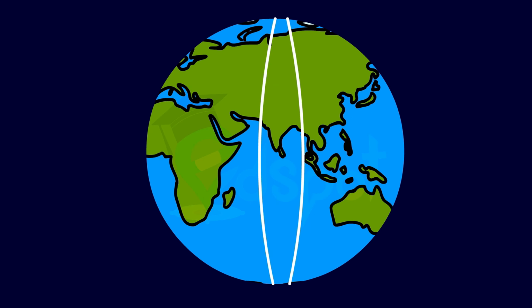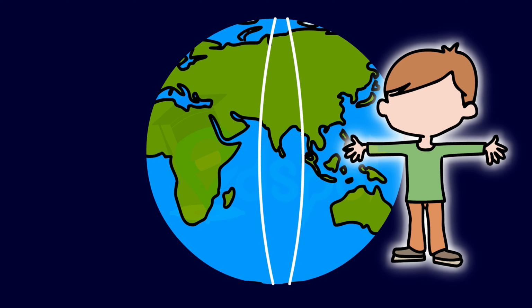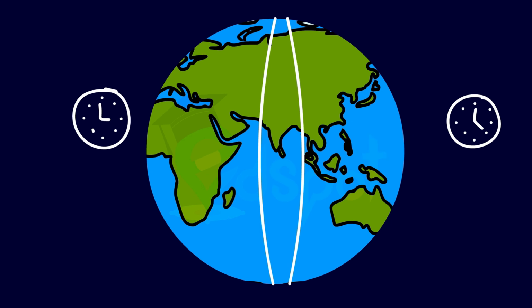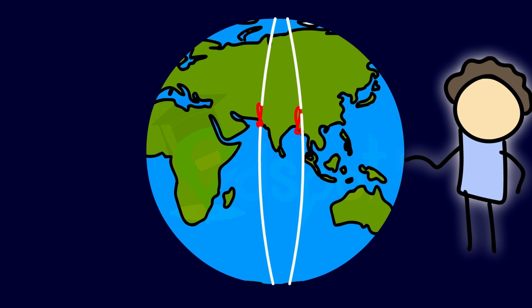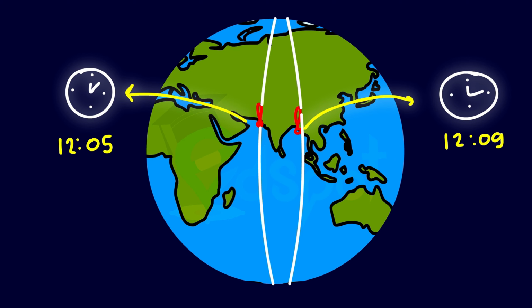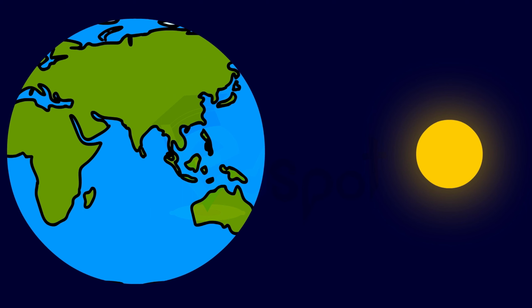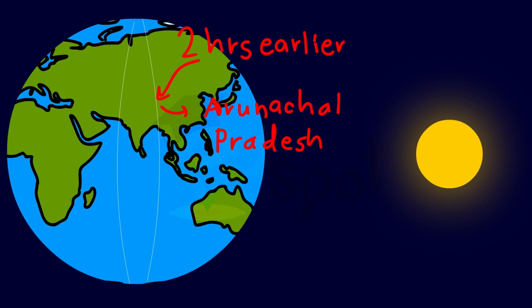Due to the great longitudinal extent of about 29 degrees, there could be a wide difference in the local time of places located at the two extreme points of India. As such, the difference between these two points would be about 2 hours. As you have learned earlier, the local time changes by 4 minutes for every 1 degree of longitude. The sun rises about 2 hours earlier in the east, Arunachal Pradesh, than in the west, Gujarat.